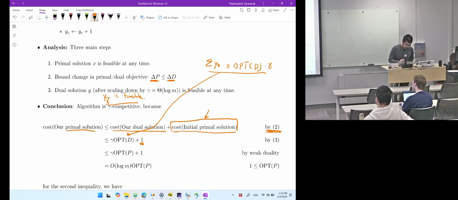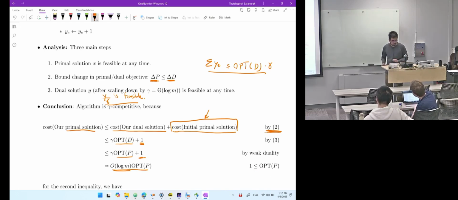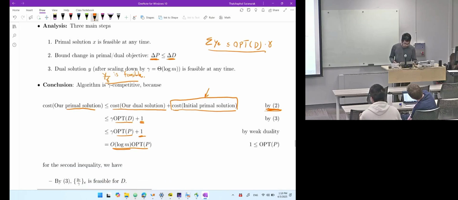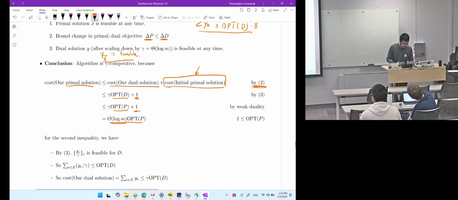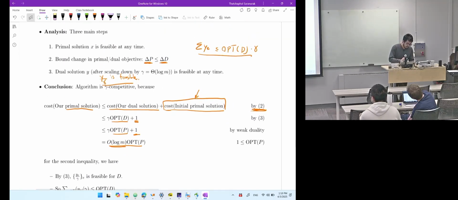Okay. And by weak duality, we get that the dual is at most the primal, and gamma is going to be log m. And 1 here is trivially at least opt, so at most opt. So everything here is at most log m times opt. Okay. So now it remains to prove the second and third points. So let's prove it.